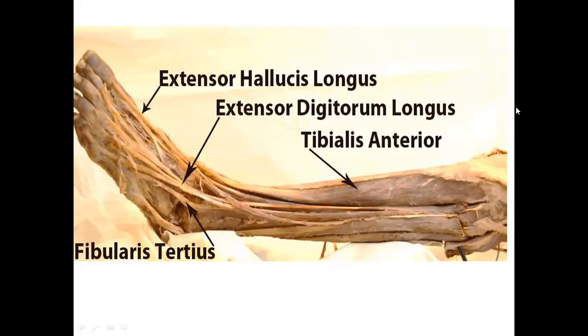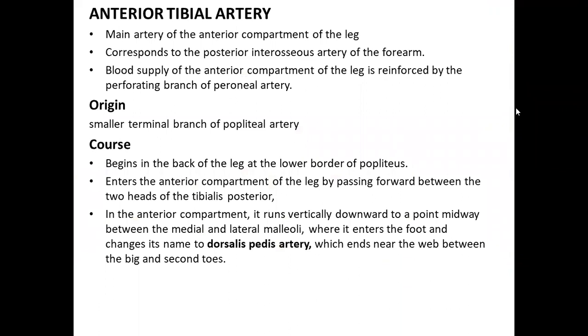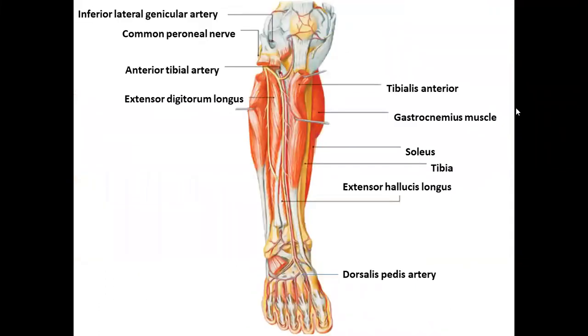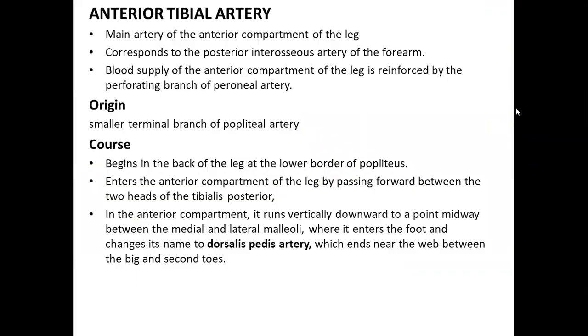Today we will be completing the anterior compartment of the leg, and then we will be dealing with the medial compartment and the lateral compartment of the leg. The muscles of the anterior compartment have already been completed in the last lecture. Today we will be dealing with the main arterial supply and the nervous supply of this region.